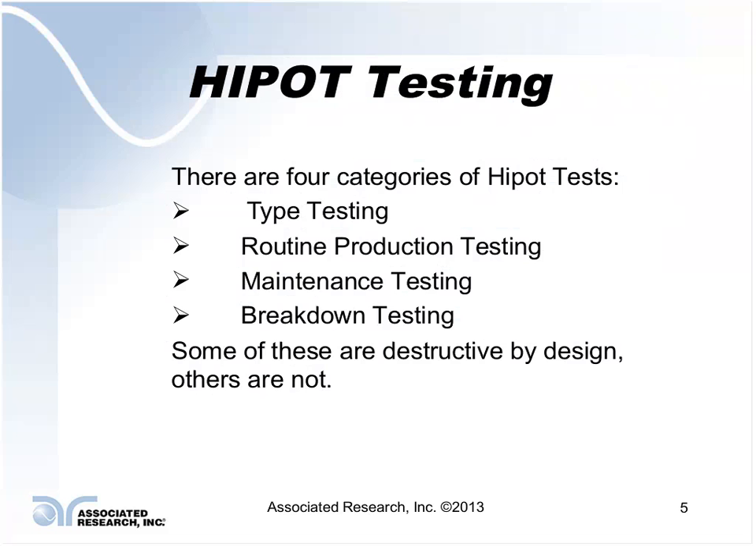But anyway, the 4 different categories of Hipot tests that I want to talk about briefly today are, first off, type testing. What is that? How is it different from maybe a routine production line test or maintenance test? And what is actually a breakdown test? These are essentially the 4 different categories of Hipot test that we're going to talk a little bit about.